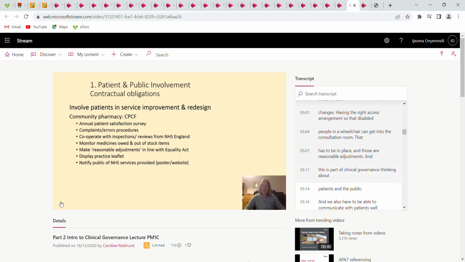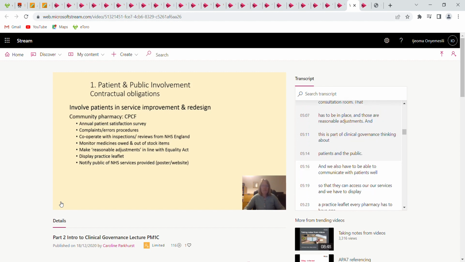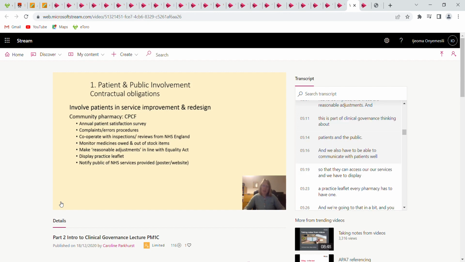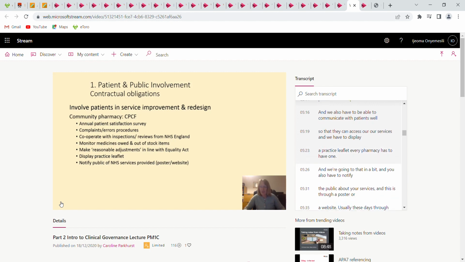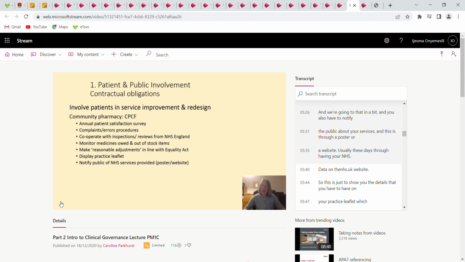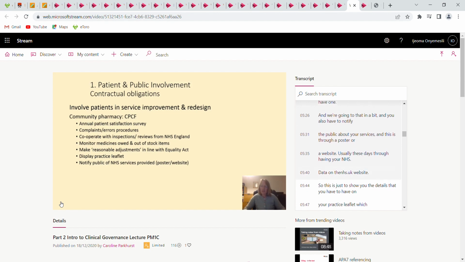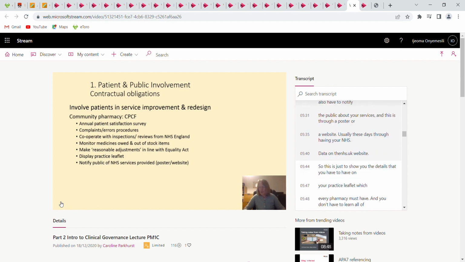And this is part of clinical governance, thinking about patients and the public. And we also have to be able to communicate with patients well so that they can access our services, and we have to display a practice leaflet. Every pharmacy has to have one, and we'll go into that in a bit. And you also have to notify the public about your services, and this is through a poster or a website, usually these days through having your NHS data on the nhs.uk website.